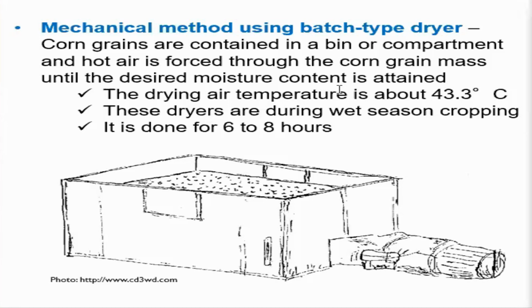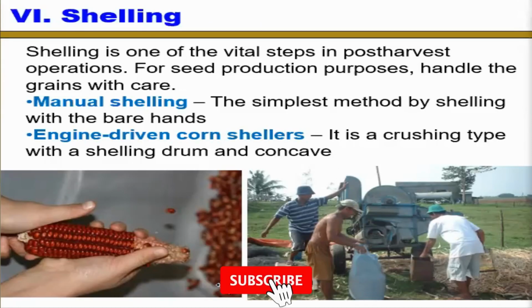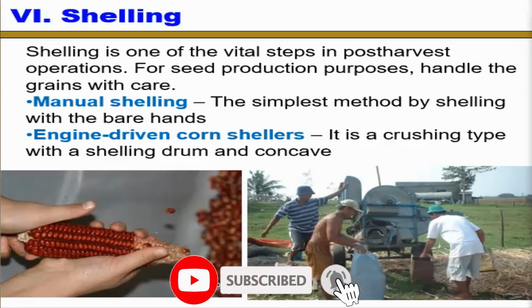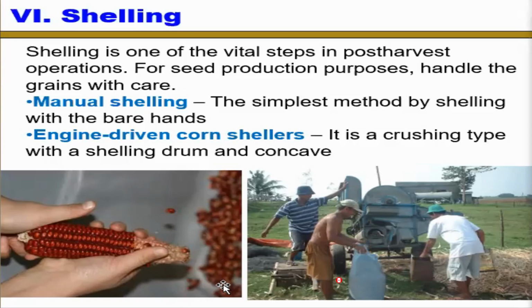So we have the shelling. After drying, with around 13 or 14 percent MC, we have the shelling. Shelling is one of the vital steps in post-harvest. For seed production purposes, handle the grain with care. Manual shelling is the simplest method, with bare hands, or there is the engine-driven corn sheller.